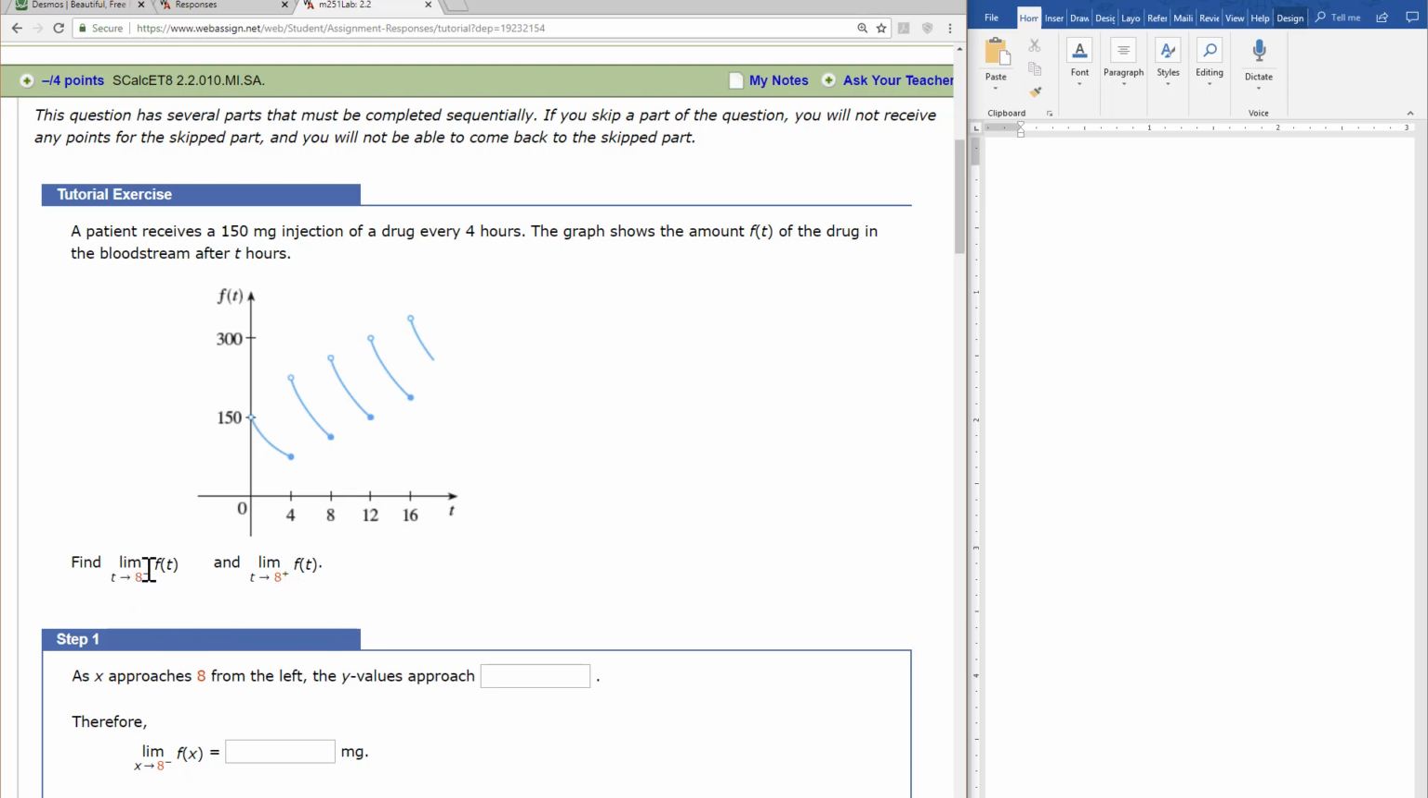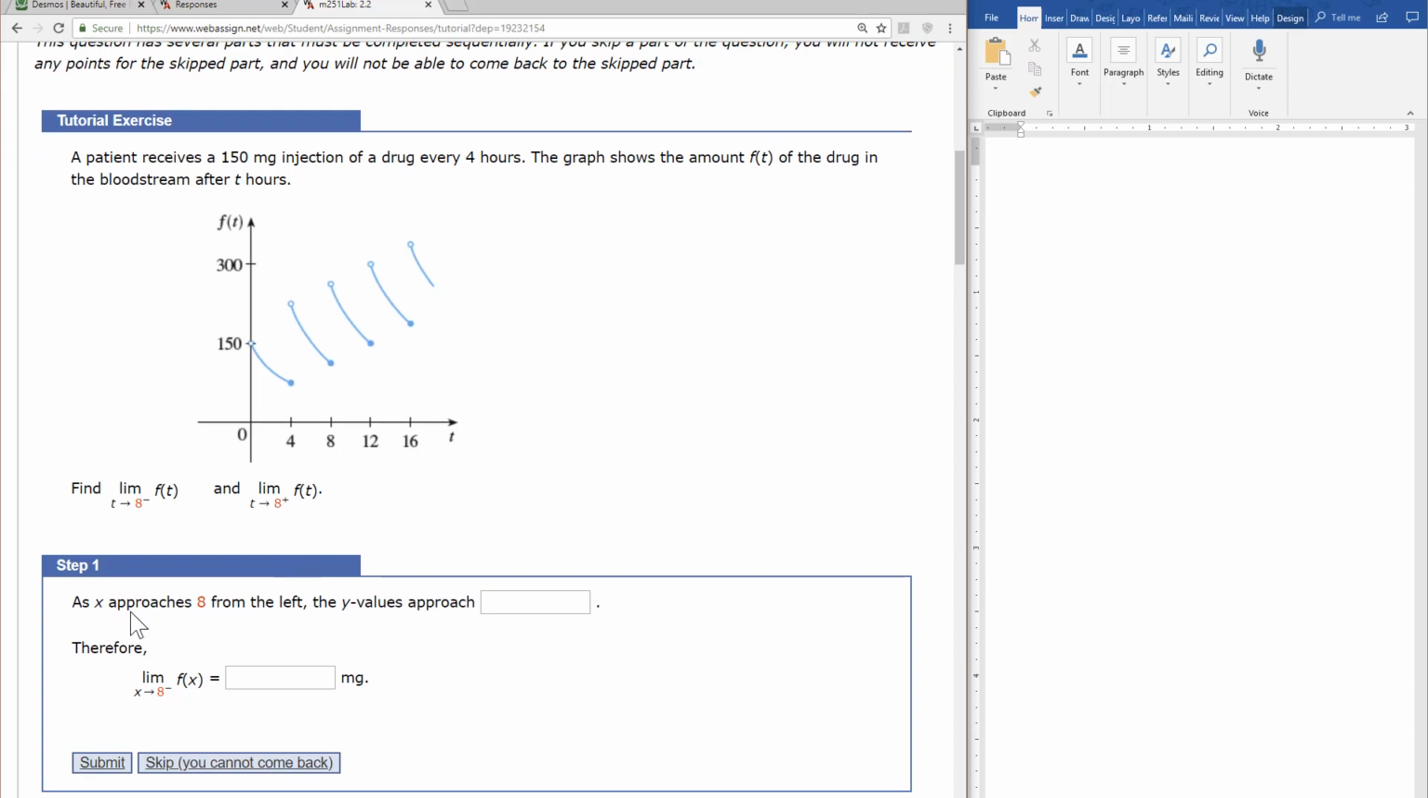And so we want to know what's happening at 8, the limit as t approaches 8. So this is our point that we want to focus on. And step 1, x approaches 8 from the left side, the y value approaches. So if we go from the left side of 8, we're following this graph over here, and it's leading us down to this number, whatever this number is.